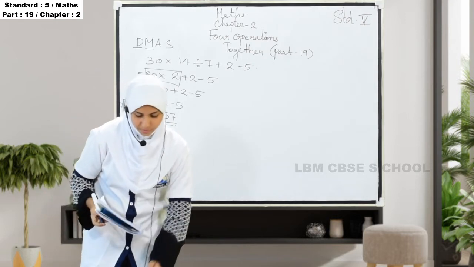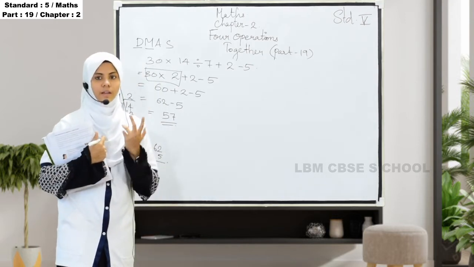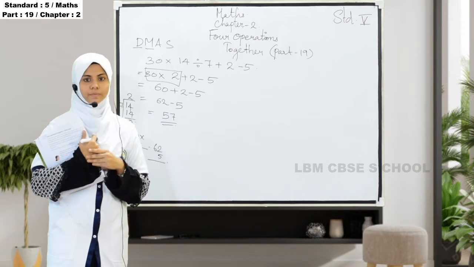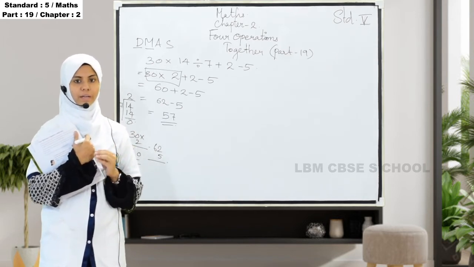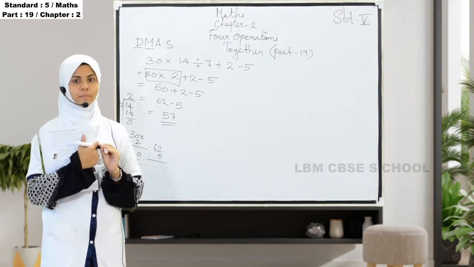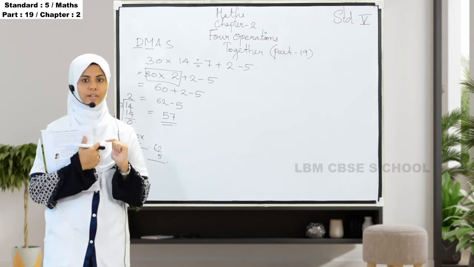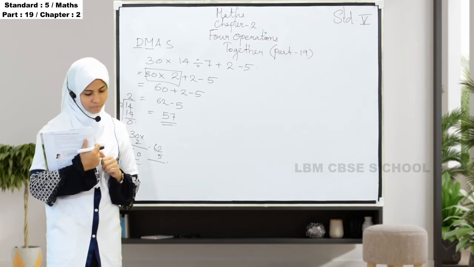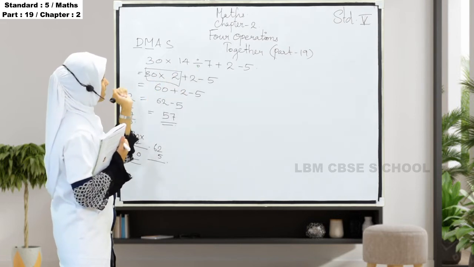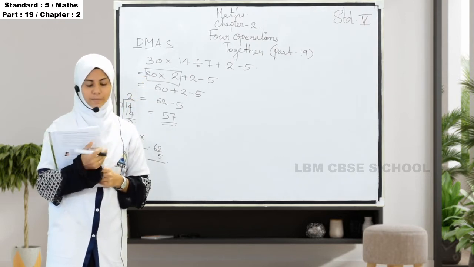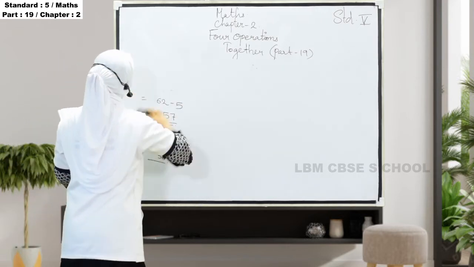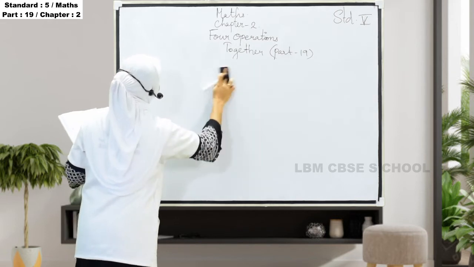So what we studied today is four operations. When four operations come together, we have to solve the problem by using a rule. That rule, which you are studying for the first time in this class, is DMAS rule, that is division, multiplication, addition and subtraction. When those operations come together, you have to find the answer of division first, then multiplication, then addition, then subtraction. Then we are moving to do the exercises based on DMAS rule.